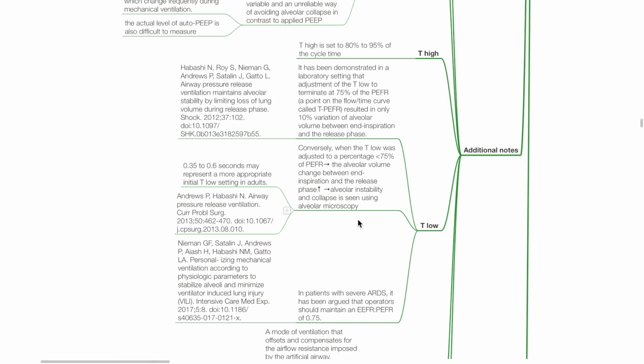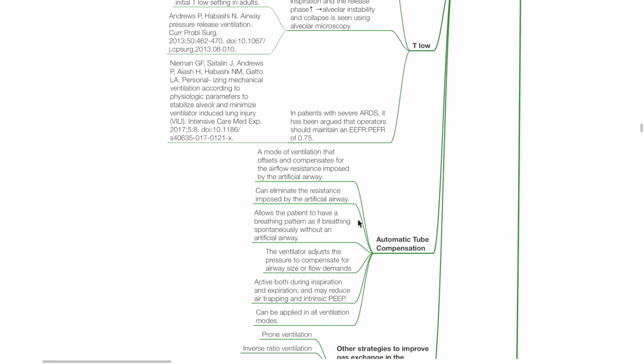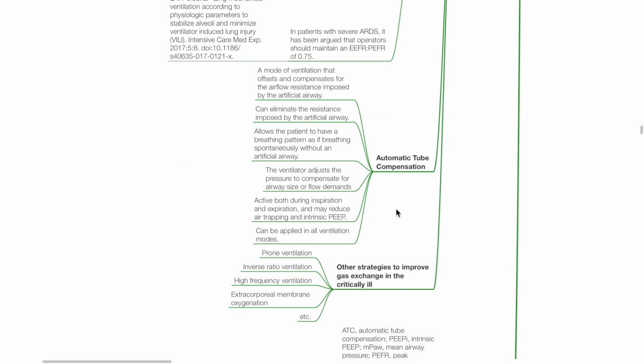0.35 to 0.6 seconds may represent a more appropriate initial T-low setting in adults, based on the study by Andrews P. et al. in 2013. In patients with severe ARDS, it has been argued that operators should maintain an EEFR to PEFR ratio of 0.75, based on a study by Neiman GF et al. in 2017. Automatic tube compensation has been discussed in a previous section.